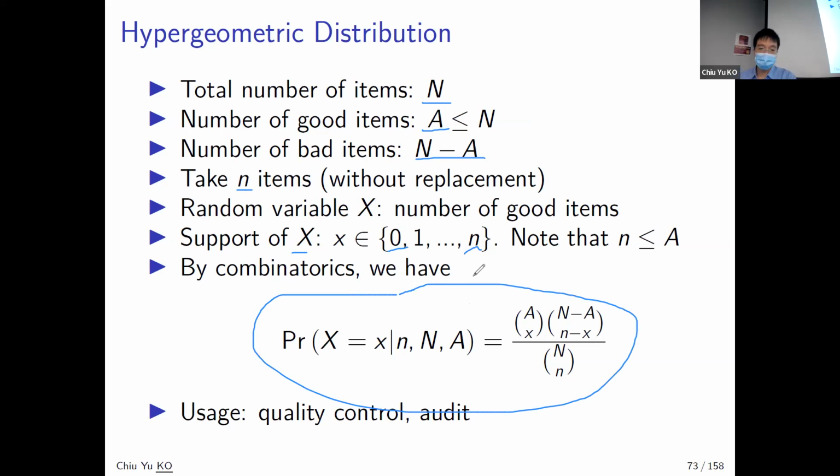I'm not going to repeat, but I hope that would remind you, and hopefully what I have said you can remember. Of course, not the formula itself. I mean, there's no need to remember the formula. The main thing is if you are seeing things like you are doing a quality control audit, you should think about hypergeometric.